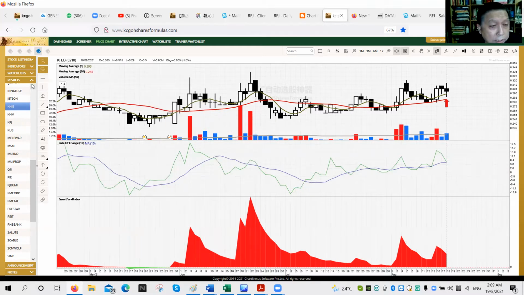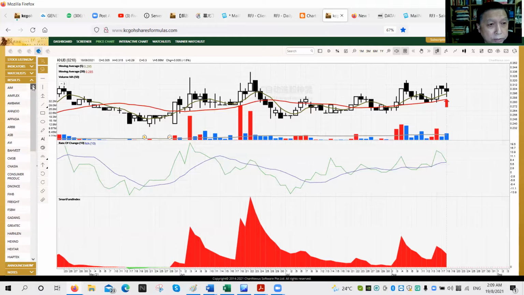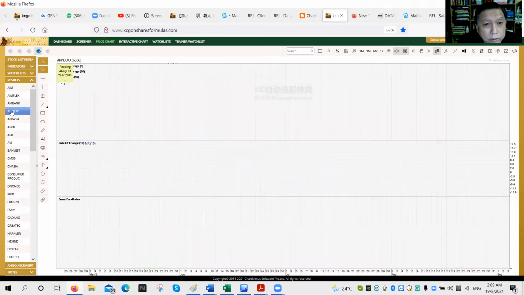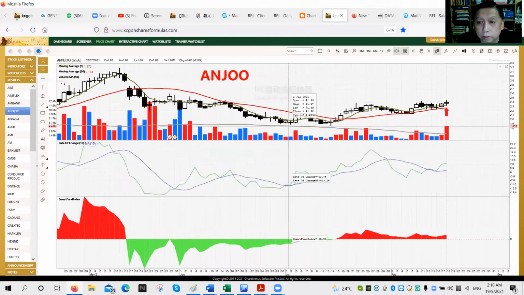These are the results of the screening. Now that I've gone through a little bit, let me jump into some of the stocks. Supposing Anju. Anju is a steel stock.